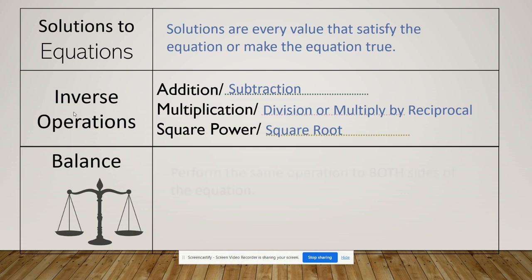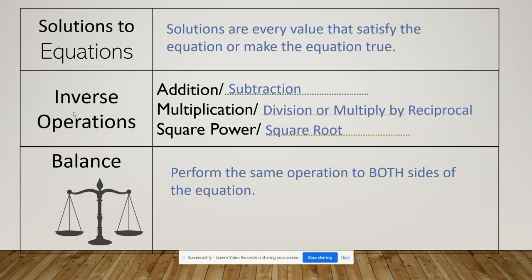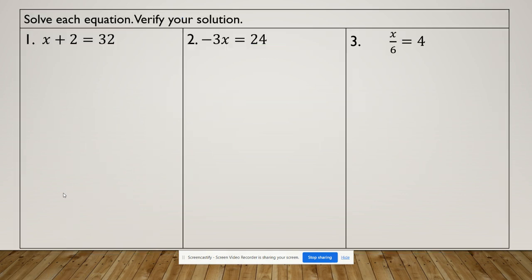Okay, so balance. We need to perform the same operation to both sides of the equation. It's important that if we do one thing to one side of the equation, we do the exact same thing to the other side. We have to maintain balance when we work through these equations. So let's look at some of these examples.